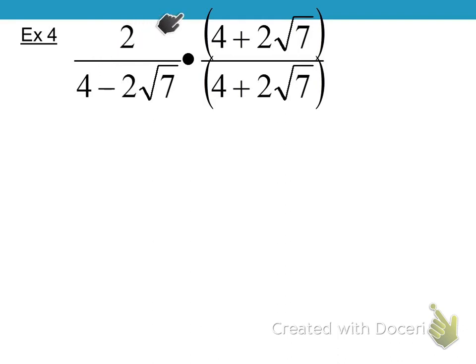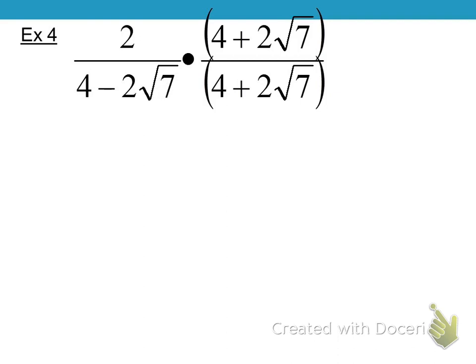So up top, what's 2 times 4? 8. What's 2 times 2 radical 7? 4 radical 7. Good. Now down at the bottom, 4 times 4. 16. What's going to happen to the middle 2 terms? They're going to go away.